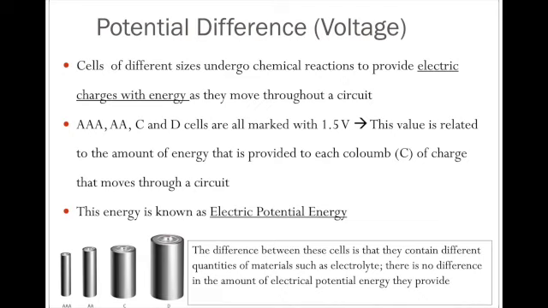So the cells have different quantities of materials, but there's no difference in the amount of electric potential energy that they provide. So if you look at those different batteries, they're different sizes. They have different stuff in them, but if they all have the same voltage rating, that means that they all supply the same amount of energy.